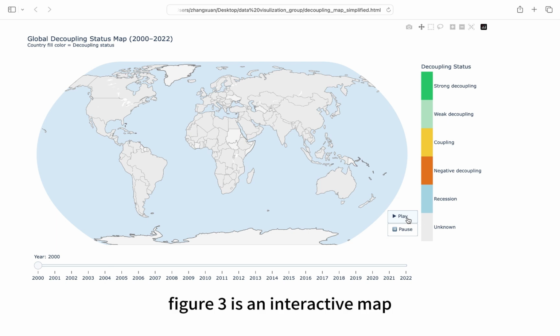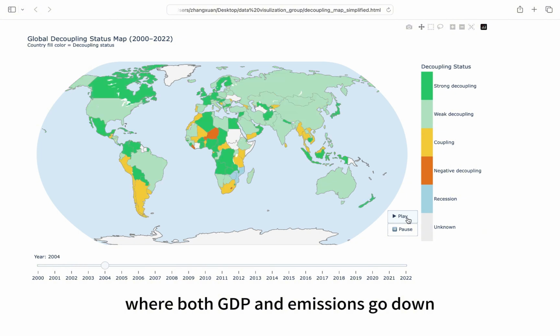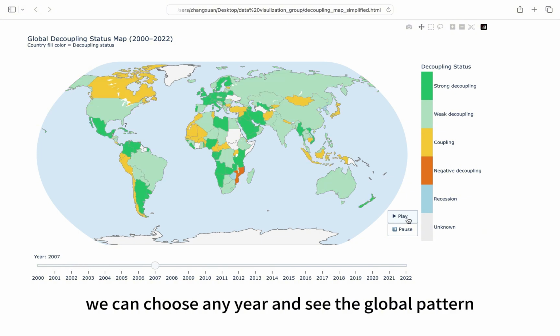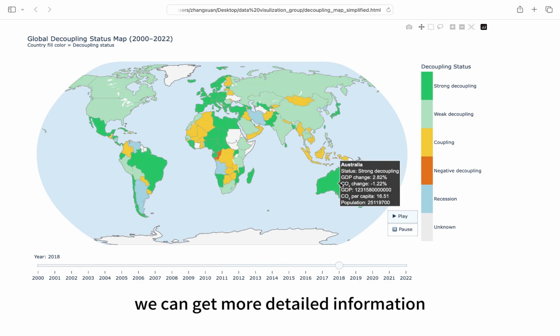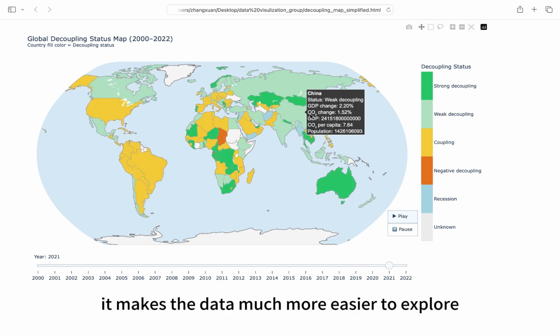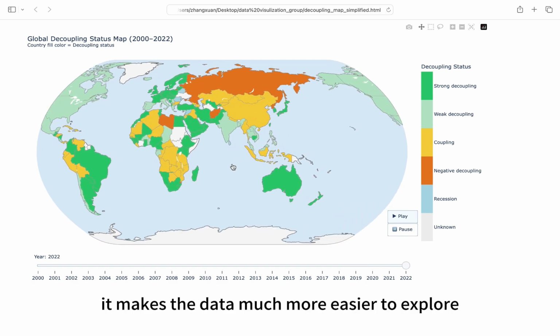Figure 3 is an interactive map. We also add a recession category, where both GDP and emissions go down. We can choose any year and see the global pattern, and by hovering over each country, we can get more detailed information. So overall, it makes the data much easier to explore and compare.